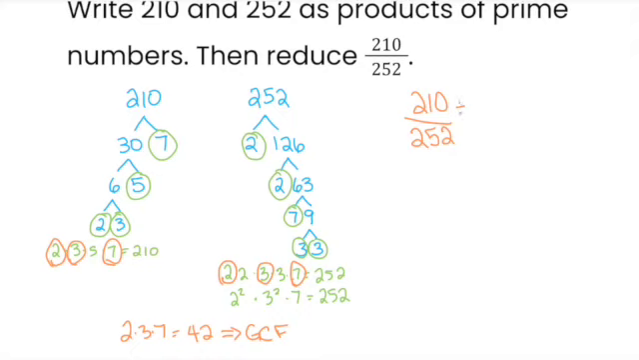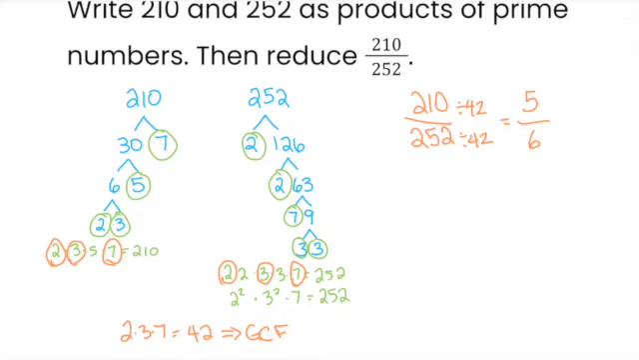By dividing the top and bottom by the greatest common factor, I know that 210 divided by 42 is equal to 5, and I know that 252 divided by 42 is equal to 6. Of course, you could do the long division or use a calculator to find both of those facts, but it also is actually available to us in the work we've already done.